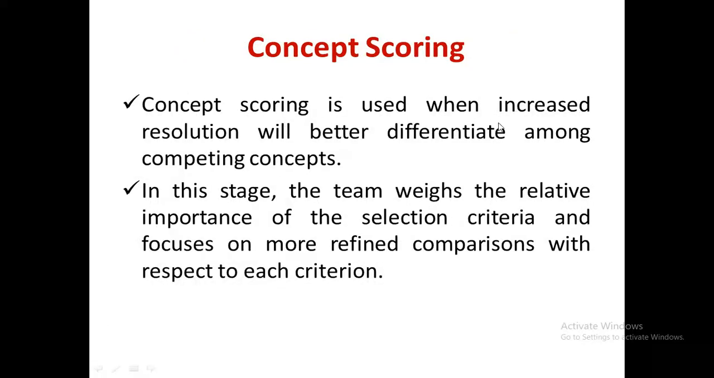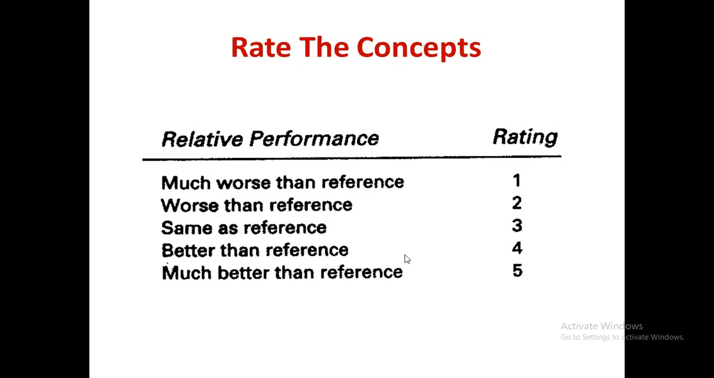Then concept scoring is used when increased resolution will better differentiate among competing concepts. In this stage, the team weighs the relative importance of the selection criteria and focuses on a more refined comparison with respect to each criterion. Rate the concept by relative performance: much worse than reference is 1, worse than reference is 2, same as reference is 3, better than reference is 4, much better than reference is 5. So based on the reference we are giving ratings 1 to 5.